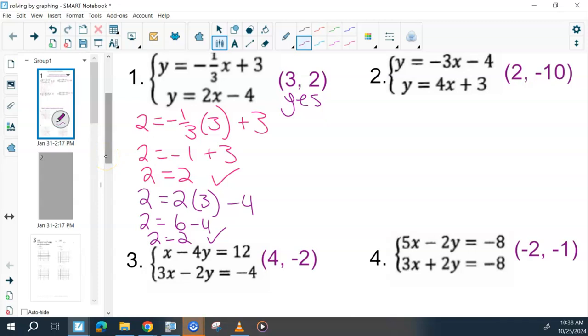So let's say I solved this and I got this answer, and I went back and I just checked it. Yes, this is my actual solution. I didn't make any mistakes. That is my answer.